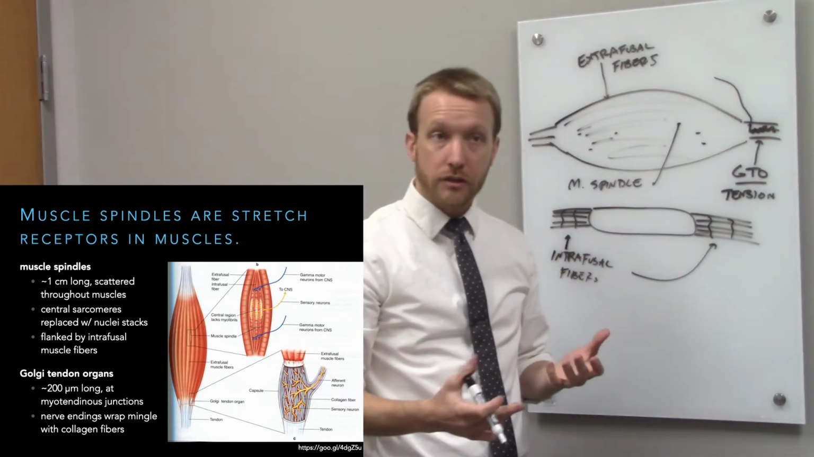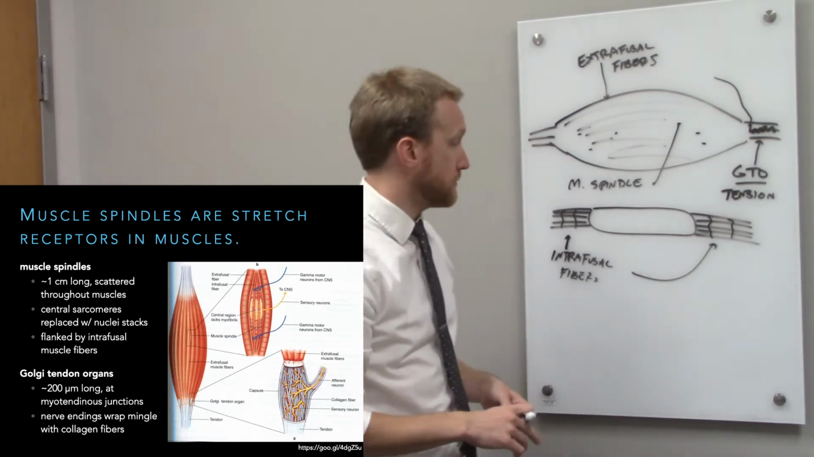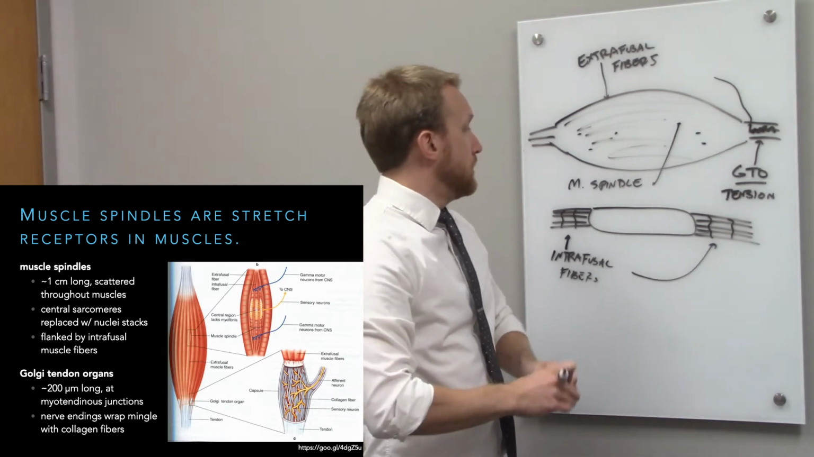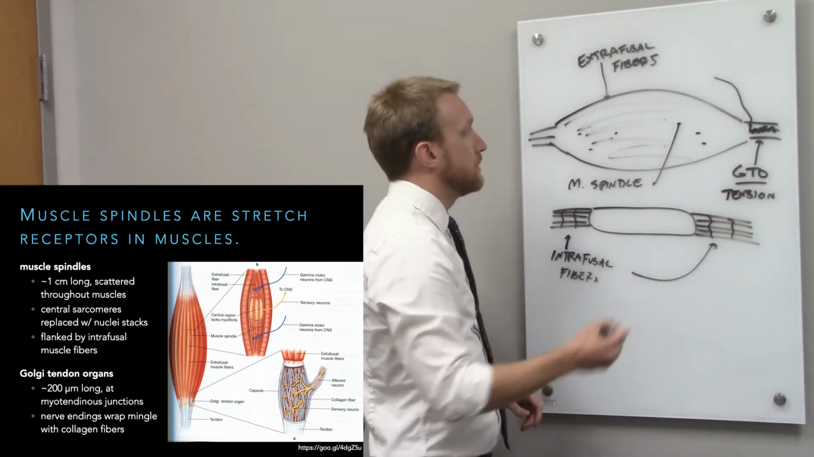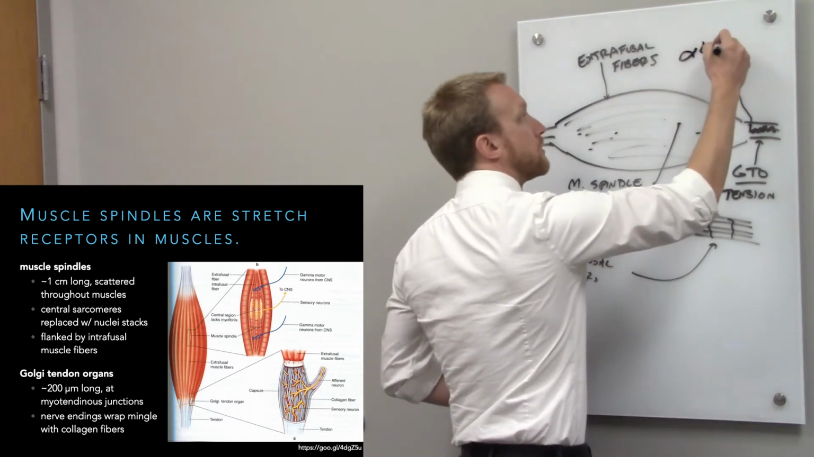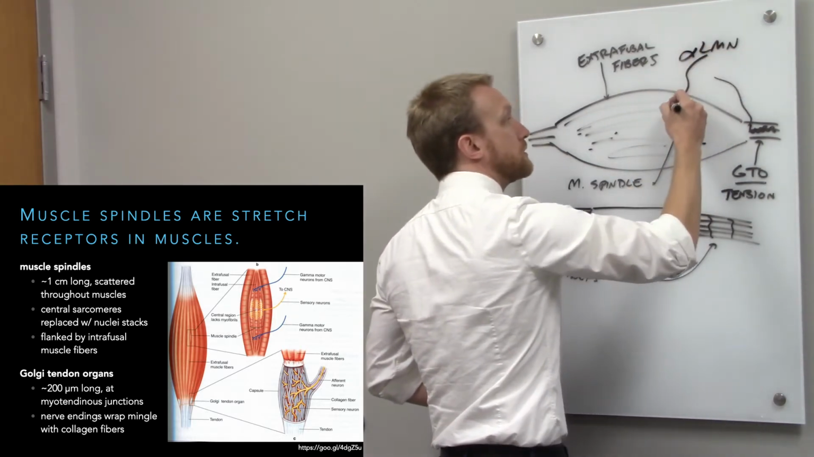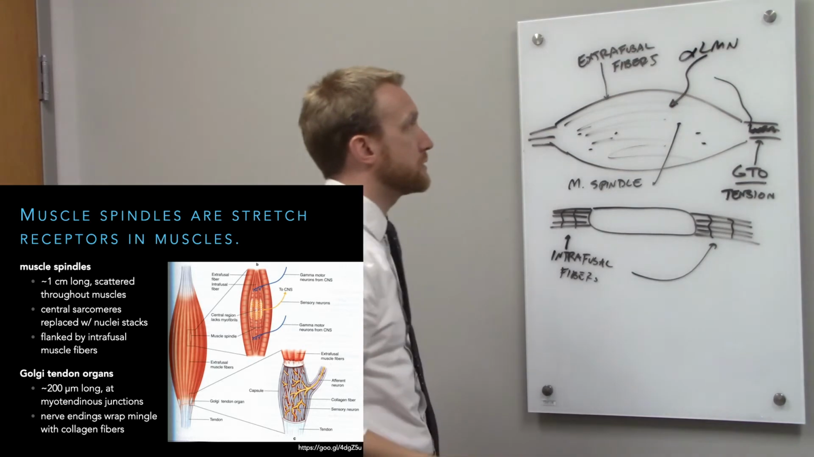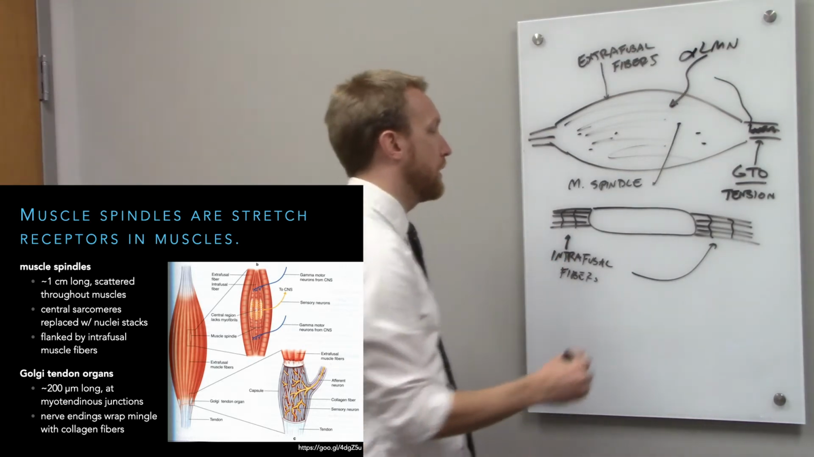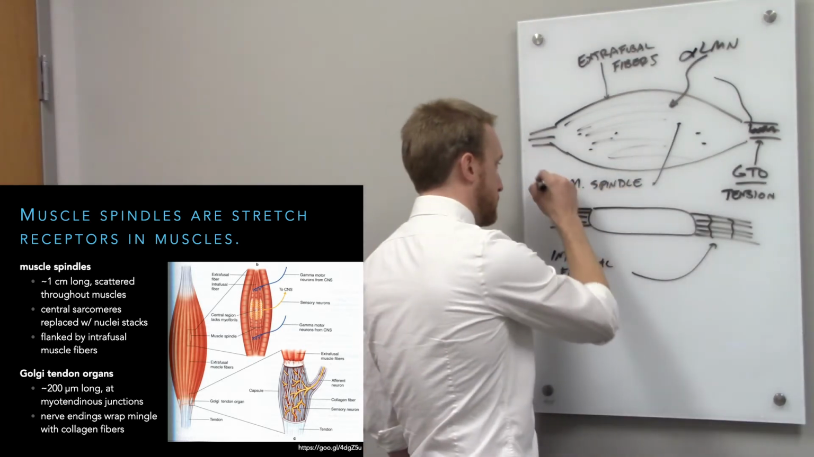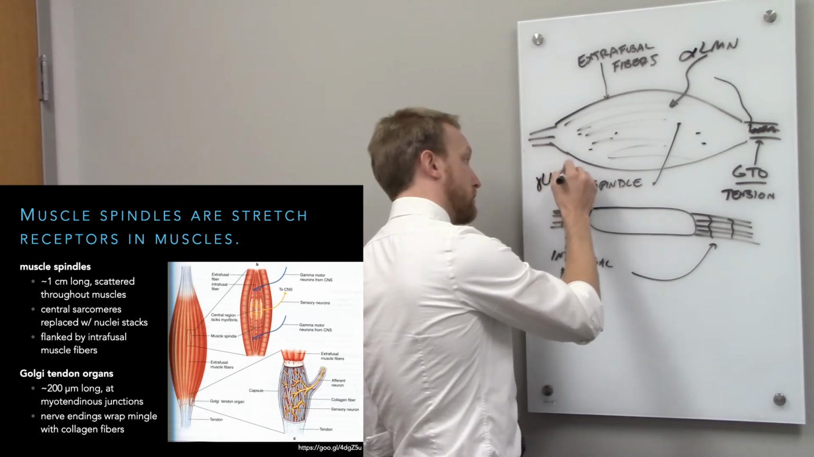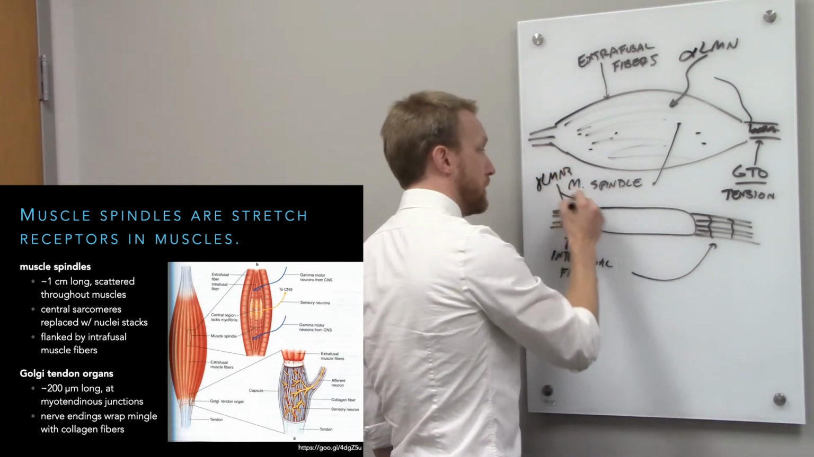And different motor neurons target those. The alpha lower motor neurons, which are a little bit larger, hit the extrafusal fibers, so that's what we just talked about. The gamma, little smaller lower motor neurons, hit the intrafusal fibers.